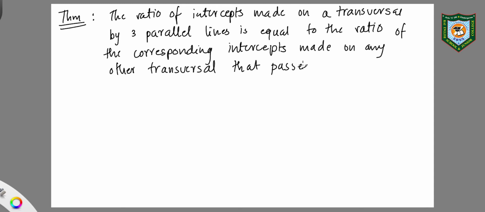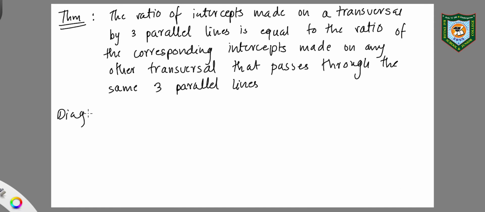That passes through the same three parallel lines. So again, before starting, we'll draw the diagram. So it is said that ratio of intercepts made on a transversal.